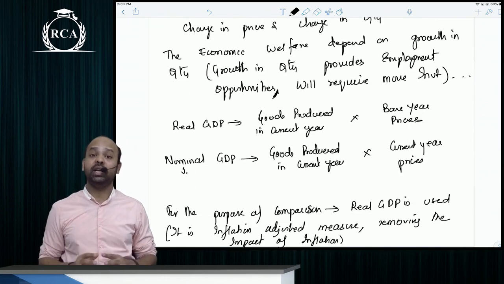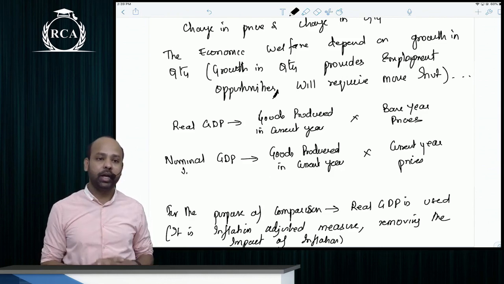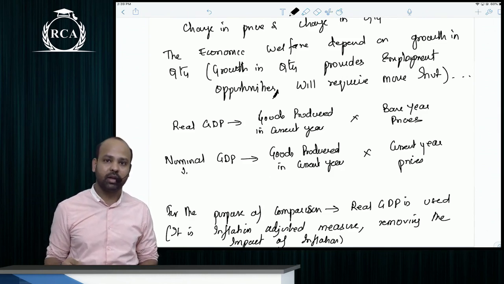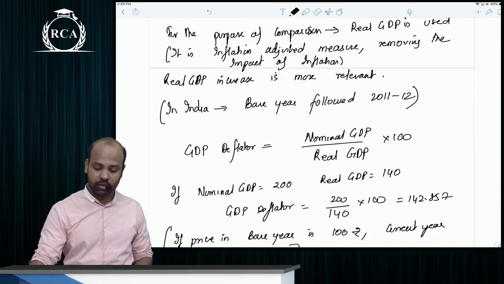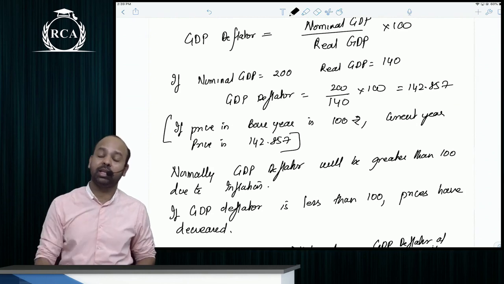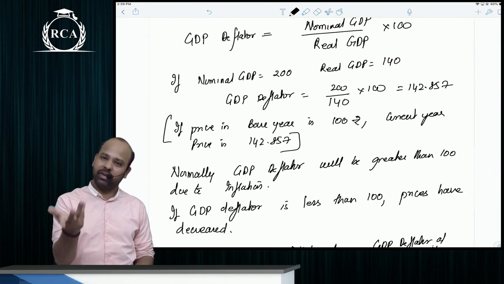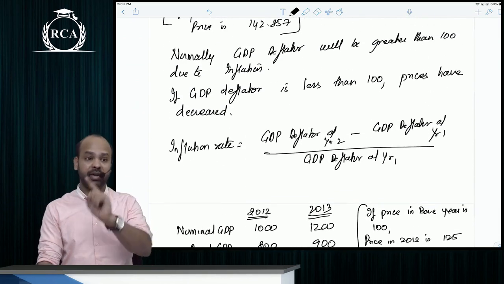Your GDP deflator is nominal GDP divided by real GDP into 100. I repeat, your GDP deflator is nominal GDP divided by real GDP into 100. Using the GDP deflator, you can compute real GDP and nominal GDP. This is important. GDP deflator is nothing but a price index. We have studied Laspeyres index and Paasche's index, similarly. These are nothing but price indices. Using GDP deflators is an important concept.